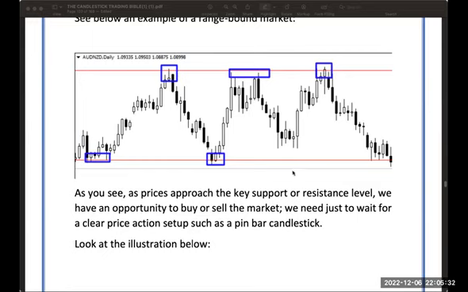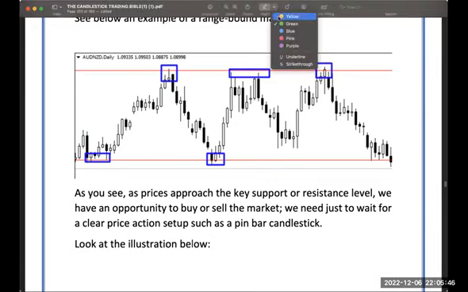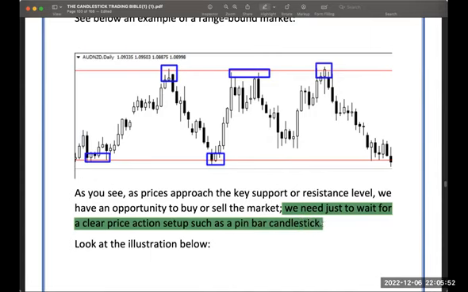As you see, as price approaches the key support and resistance level, we have an opportunity to buy or sell the market. We need to just wait for a clear price action setup, such as a pin bar candlestick. Look at the illustration below. Okay, so I just want to highlight this. We need to just wait for clear price action. All right.